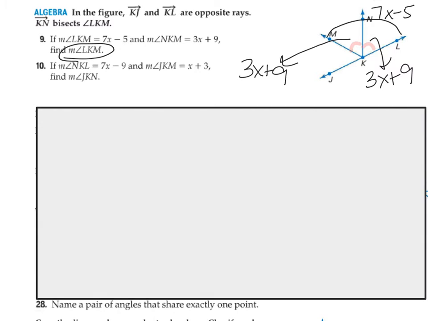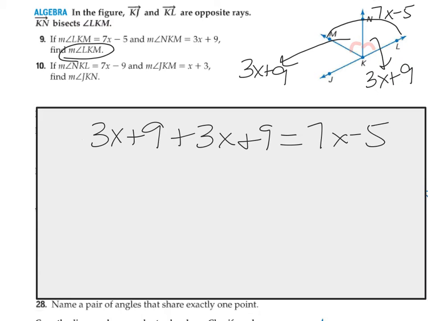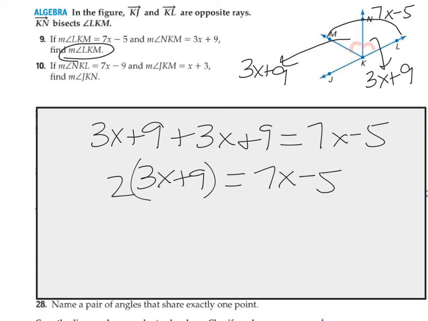So we can write 3x plus 9 plus 3x plus 9 is equal to 7x minus 5. Or some of you may have taken that 3x plus 9 and doubled it and set that equal to 7x minus 5. Either way you set it up is fine. But from here, you're just going to do the algebra. I'll leave that to you to solve for x.